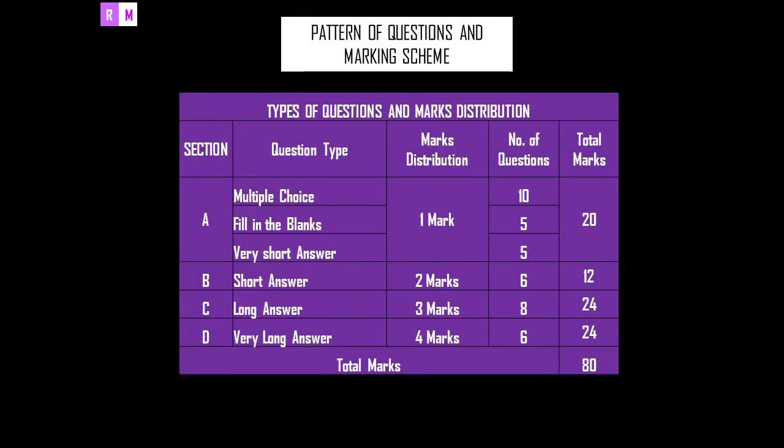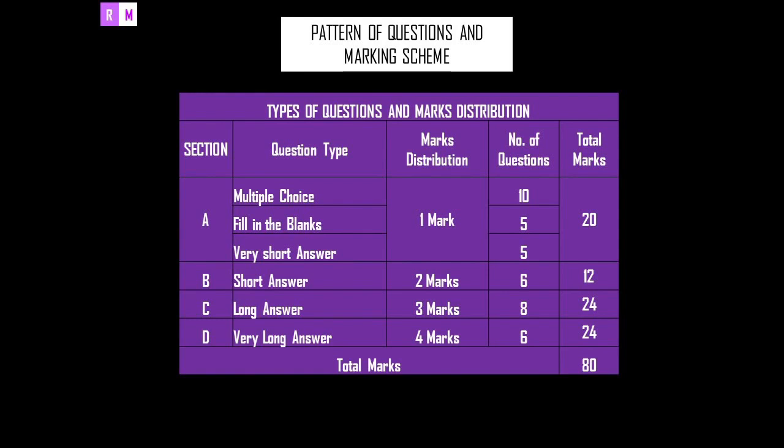In the question pattern section, we will notice the question-wise marks distribution. Section A consists of 3 types of questions, each carrying 1 mark. The total number of questions is 20: 10 multiple choice questions, 5 fill in the blanks, and 5 very short answer questions.